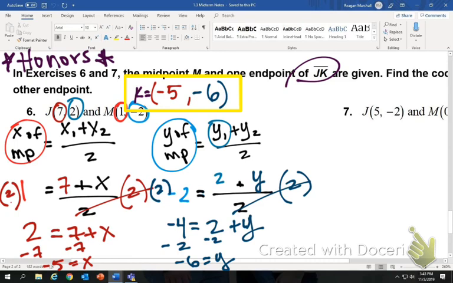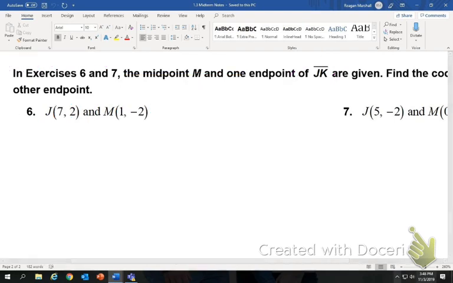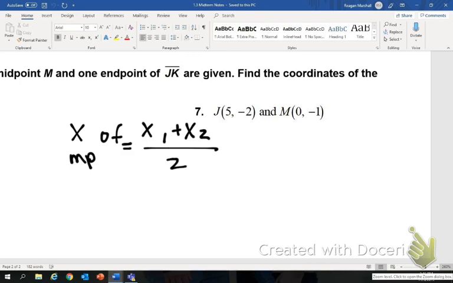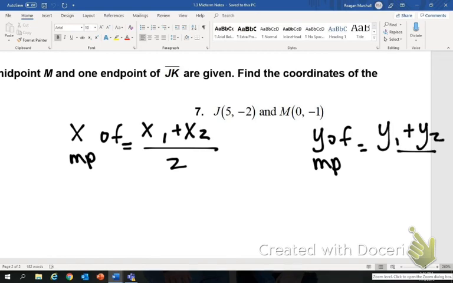We will do it again, one more time, right next to it. Same formula. So you're going to take the x of the midpoint equals x1 plus x2 divided by 2. Do the same thing for the y of the midpoint. Again, M will represent the midpoint. So keep that in mind.